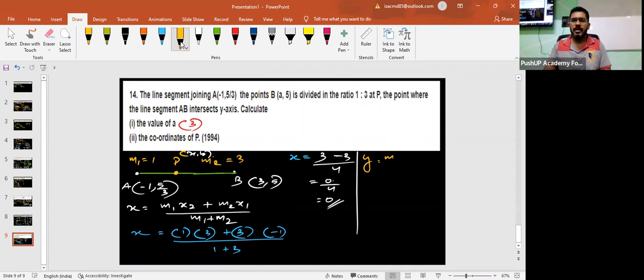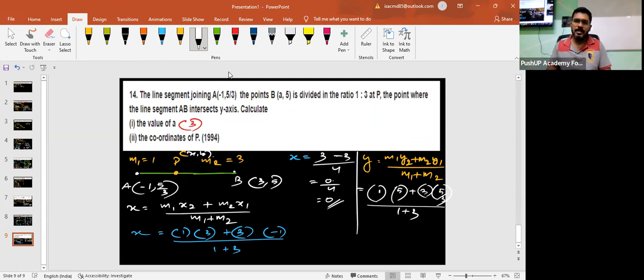Y is equal to (m1 y2 plus m2 y1) whole divided by (m1 plus m2). Albina, how much did you get? 5/2, 0 and 5/2. So m1 into y2 is 5, plus m2 is 3, so 3 into 5 by 3, whole divided by m1 plus m2, which is 1 plus 3. This is equal to 1 into 5, which is 5. Anyways, 3 and 3 will get eliminated. So 5 plus 5 divided by 4, which is 10 by 4. And 10 by 4 is what? 5 by 2. Therefore, the coordinates are 0, 5 by 2. Very good, children.